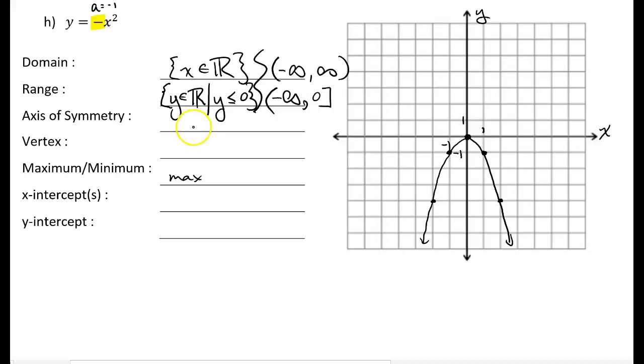I haven't shifted it left or right, so my axis of symmetry actually does still stay the same. It's at x equals 0. My vertex is still the same because I haven't shifted it left or right. There's no p or q values in this equation. My maximum is at y equals 0. My x-intercept is still 0. My y-intercept is still 0.